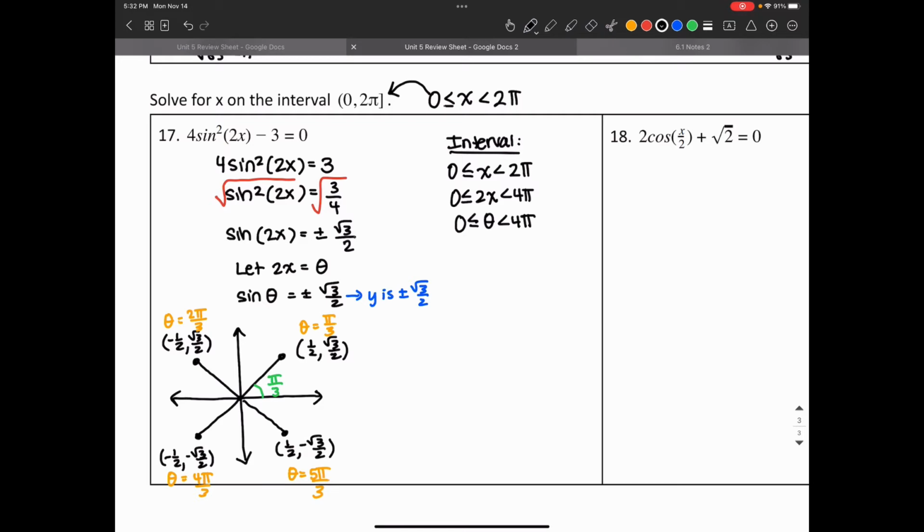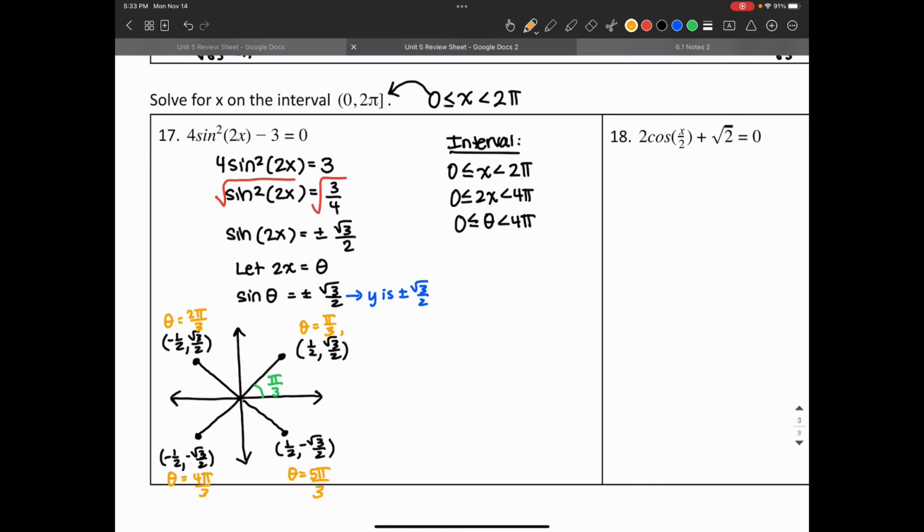So for this visual that I created for a different variable, theta, I need to include 2 circles. So not just going around the circle one time, which is 2 pi, but going around 2 times, which is 4 pi. So these angles that I've gotten are from 0 to 2 pi, and now I need to know all the angles from 2 pi to 4 pi.